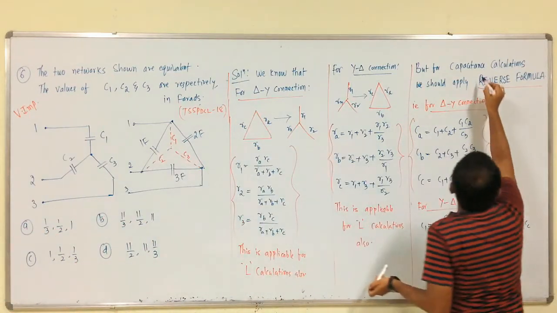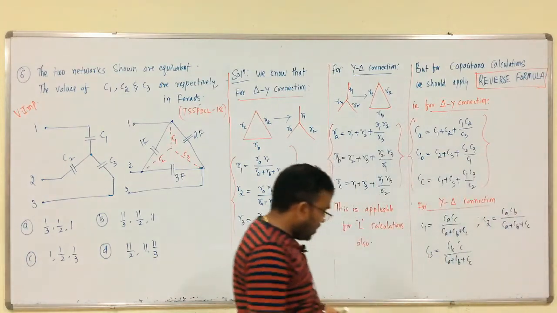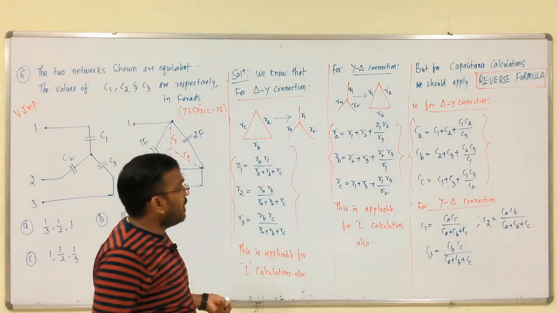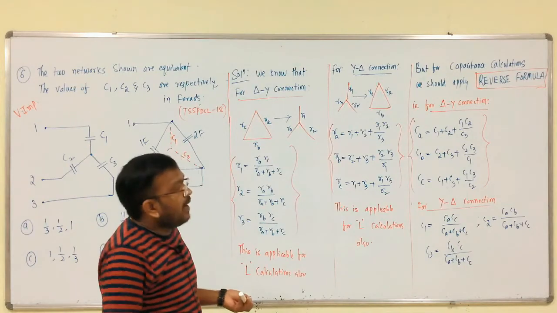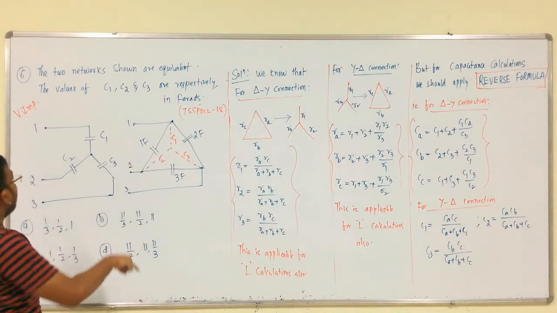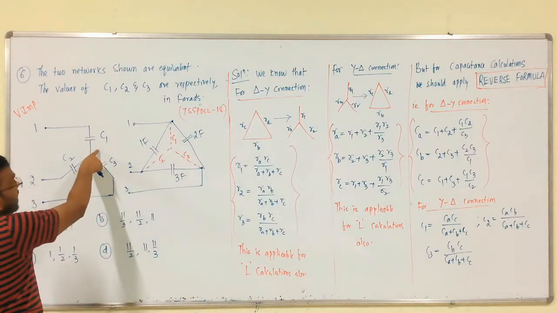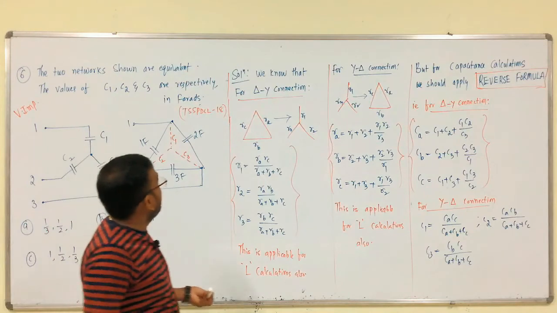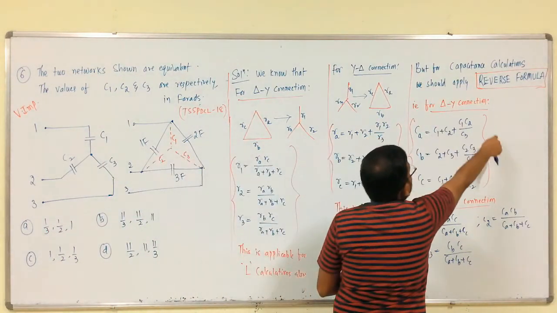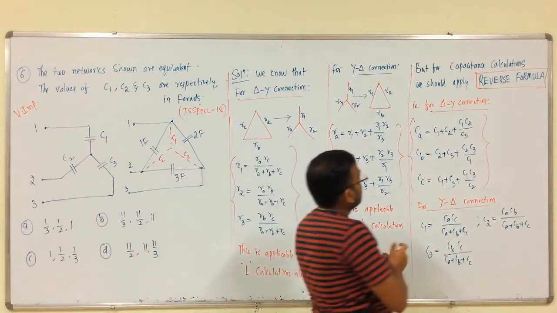This is a very important observation from this formula. For capacitance calculation, we should apply the reverse formula compared to R and L calculations. So, the given network is what? Star. We have to get, given network is delta, we have to get the star connected equivalent. So, given is delta, we have to get the star connected values.